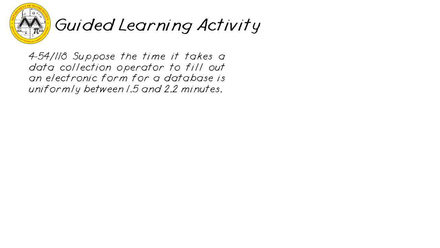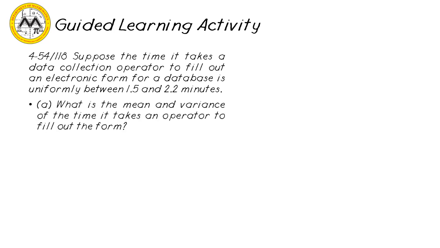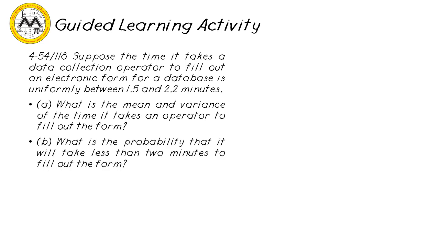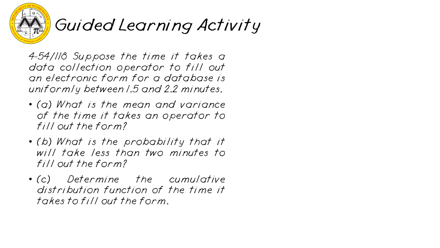Suppose that the time it takes a data collection operator to fill out an electronic form for a database is uniformly distributed from 1.5 to 2.2 minutes. What's the mean and variance of the time it takes an operator to fill out the form? What is the probability that it will take less than 2 minutes to fill out the form? And determine the cumulative distribution function of the time it takes to fill out the form.